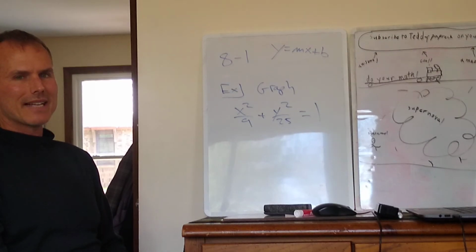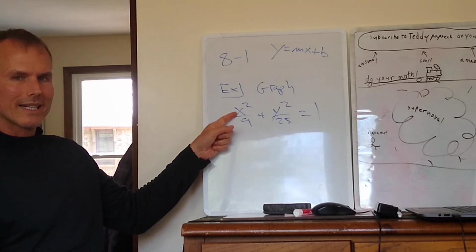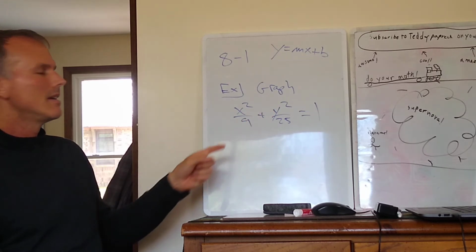Now, does it look exactly like what we saw before? Well, not really. I don't have a binomial quantity that's being squared here, and I don't have a binomial quantity that's being squared there.